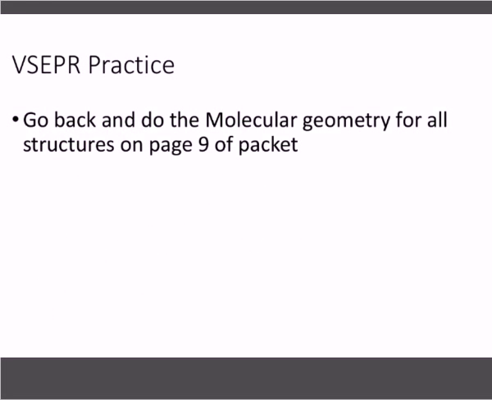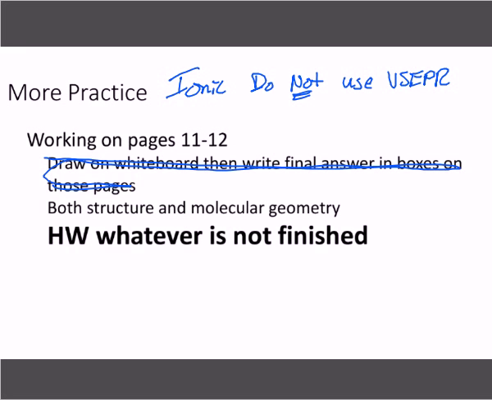What I want you to do for some practice with VSEPR, you're going to go back to page 9, which is your homework last week. All 14 structures that you already should have written out. You're going to go through and do that. Ionic will never use VSEPR. All right, there's no molecular geometries there, guys. Molecular is the key word within that. Molecular means covalent. So if you have an ionic bond, it will not use valence shell electron pair repulsion.